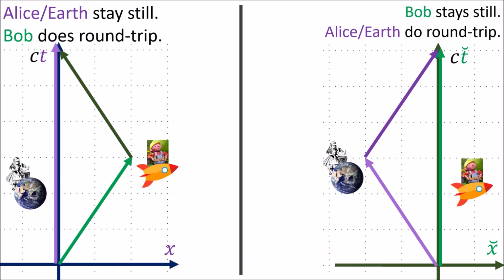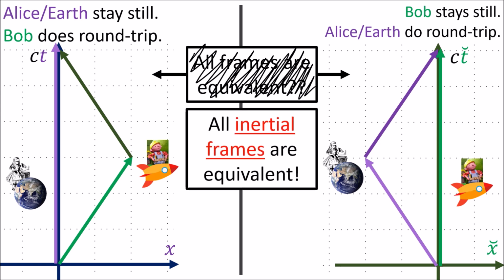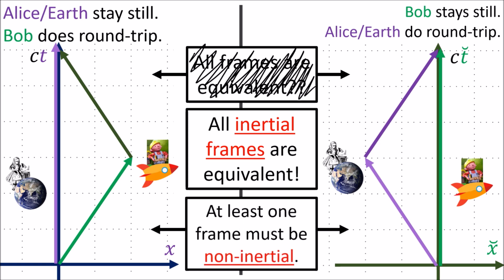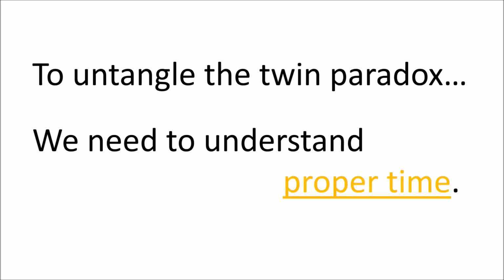This argument turns out to be wrong. And the key mistake is assuming all reference frames are equivalent. Special relativity does not say this. It only says that all inertial frames are equivalent. And in the twin paradox scenario, at least one of the two frames must be non-inertial, and so the frames are not equivalent to each other. To understand why the twin paradox is incorrect, we need to understand how to calculate proper time.